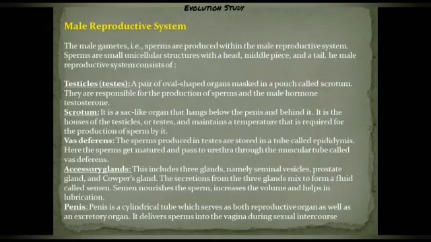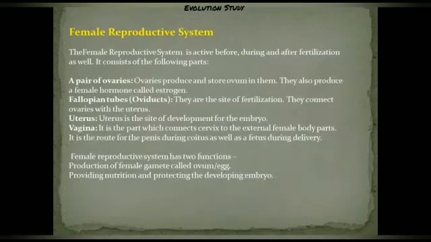Penis. The penis is a cylindrical tube which serves as both the reproductive organ as well as the excretory organ. It delivers the sperms into the vagina during sexual intercourse. Now, the female reproductive system. The female reproductive system is active before, during, and after fertilization as well.